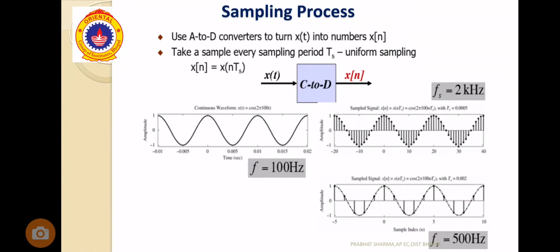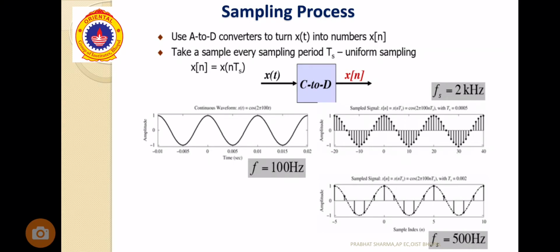Sampling process. What is the sampling process? Sampling process is a bridge between analog and digital signals. Sampling is nothing but a process which converts an analog signal into a discrete signal, which converts x(t) into x[n]. x(t) is an analog signal and x[n] is a discrete signal. We are taking x(t) and converting it into x[n], where x[n] equals x(nTs), where Ts is the uniform sampling interval.